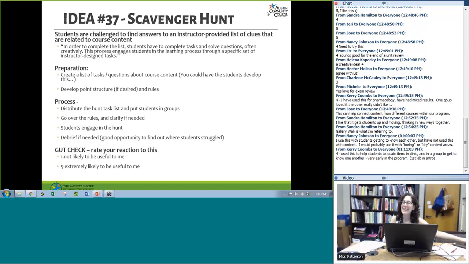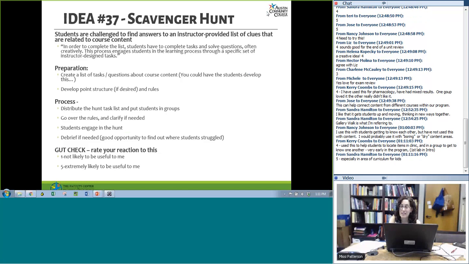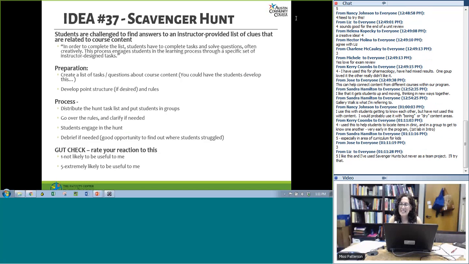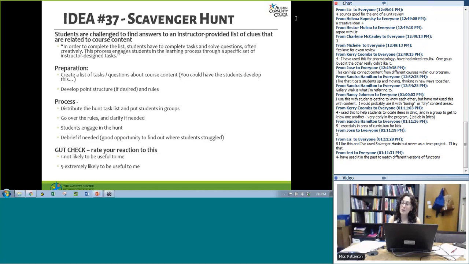So Kerry gets his students to locate items in a clinic as a scavenger hunt. That's cool. And then also as an icebreaker to get students to know each other. Sandra says it's very valuable, especially in an area of curriculum for kids. Cool. So Liz says she's used scavenger hunts but never as a team project, so that might be worth trying.